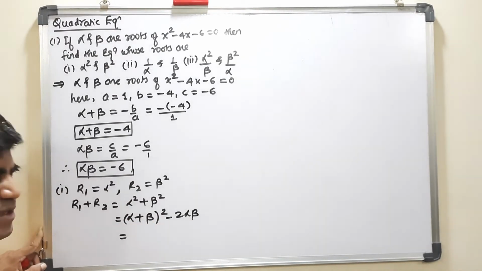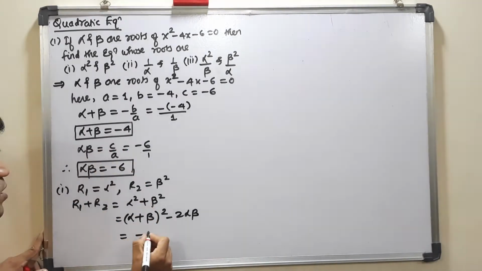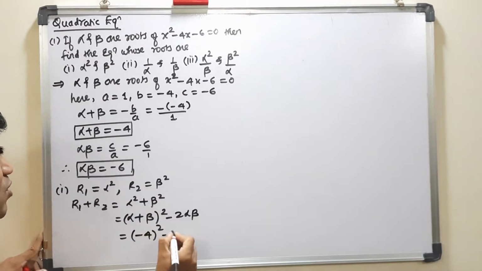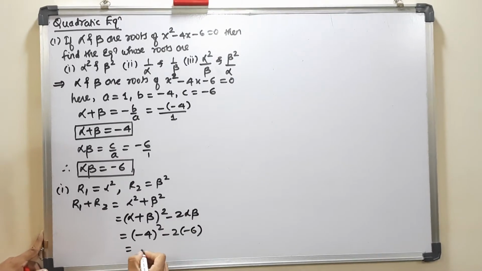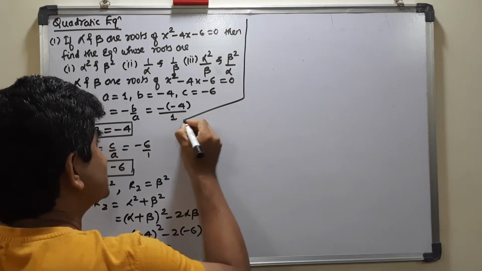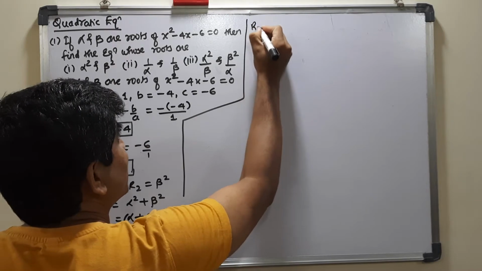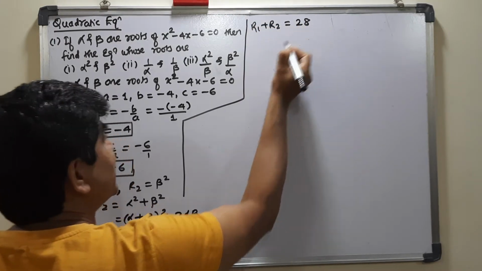So alpha plus beta is your minus 4. So that becomes minus 4 squared minus 2 times alpha beta, which is minus 6. So this becomes 16, 6 2s are 12, that is 28. So what you get here is the sum of roots, r1 plus r2, is equal to 28.